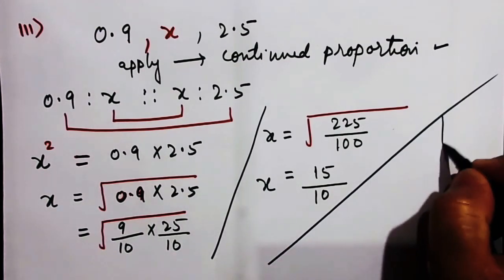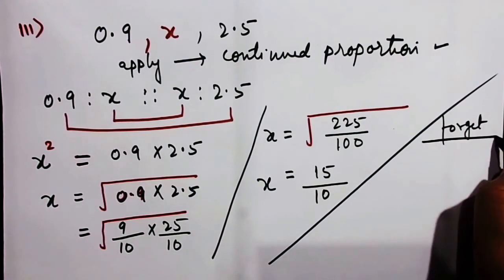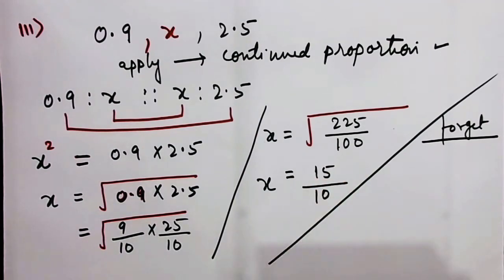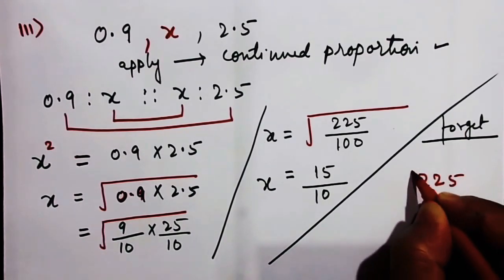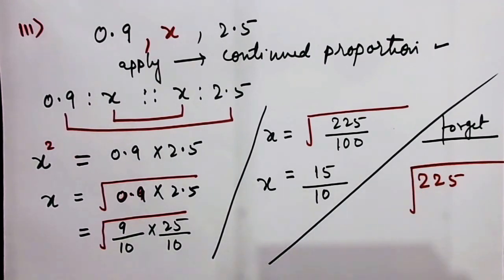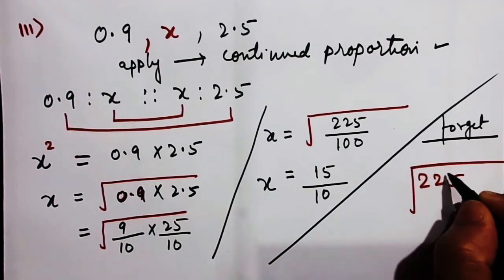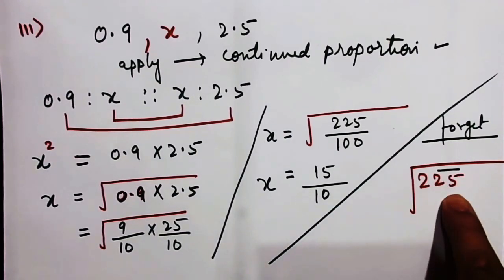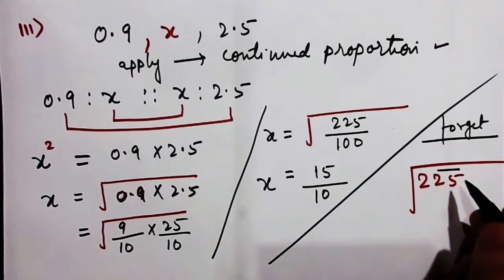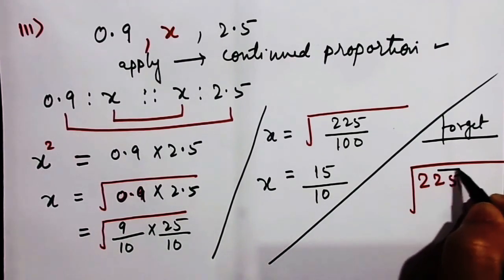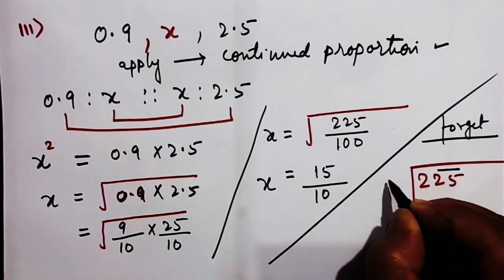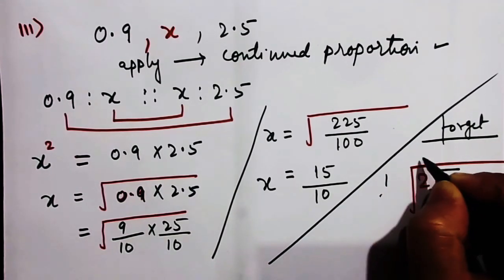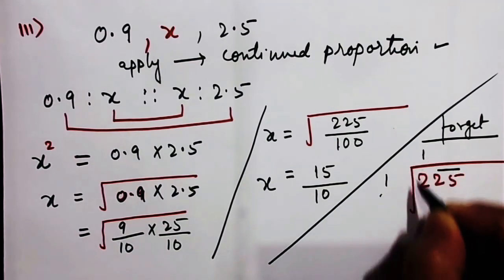If you forget how to find the square root, you can use the division method. Which method? Division method. Like 225. The square root of 225 will be, now first we group it in twos, or we pair it from the back. So this is the first pair, this is left alone. When this 2 is left alone, naturally we will take a number and multiply by the same number. So 1 times 1 is equal to 1.